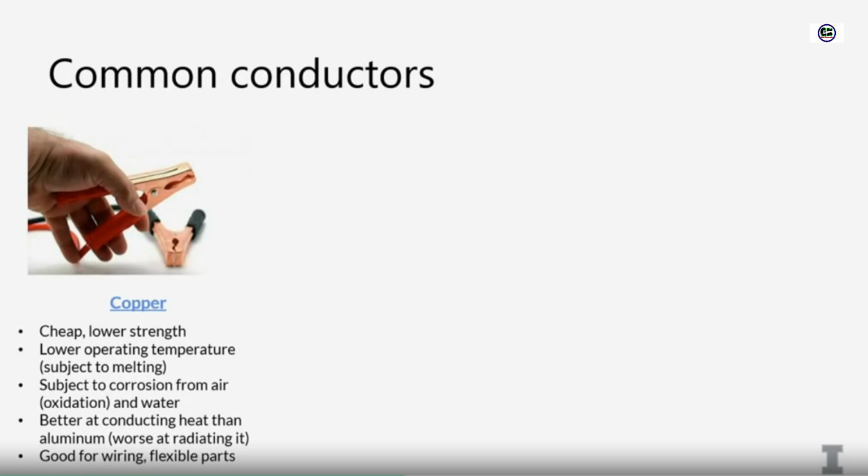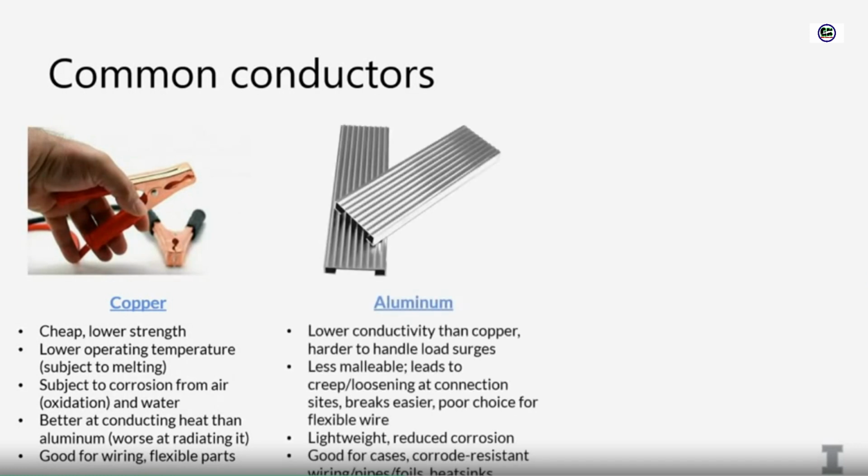Another very common conductor is called aluminum. Aluminum is less conductive than copper. So if you're building wires, it might be better to use copper wires than aluminum wires. Aluminum also has problems handling load surges. It has some other problems too. Back in the 1970s, there was a shortage of copper. And so for a period of time in the United States, we actually built house wiring out of aluminum.